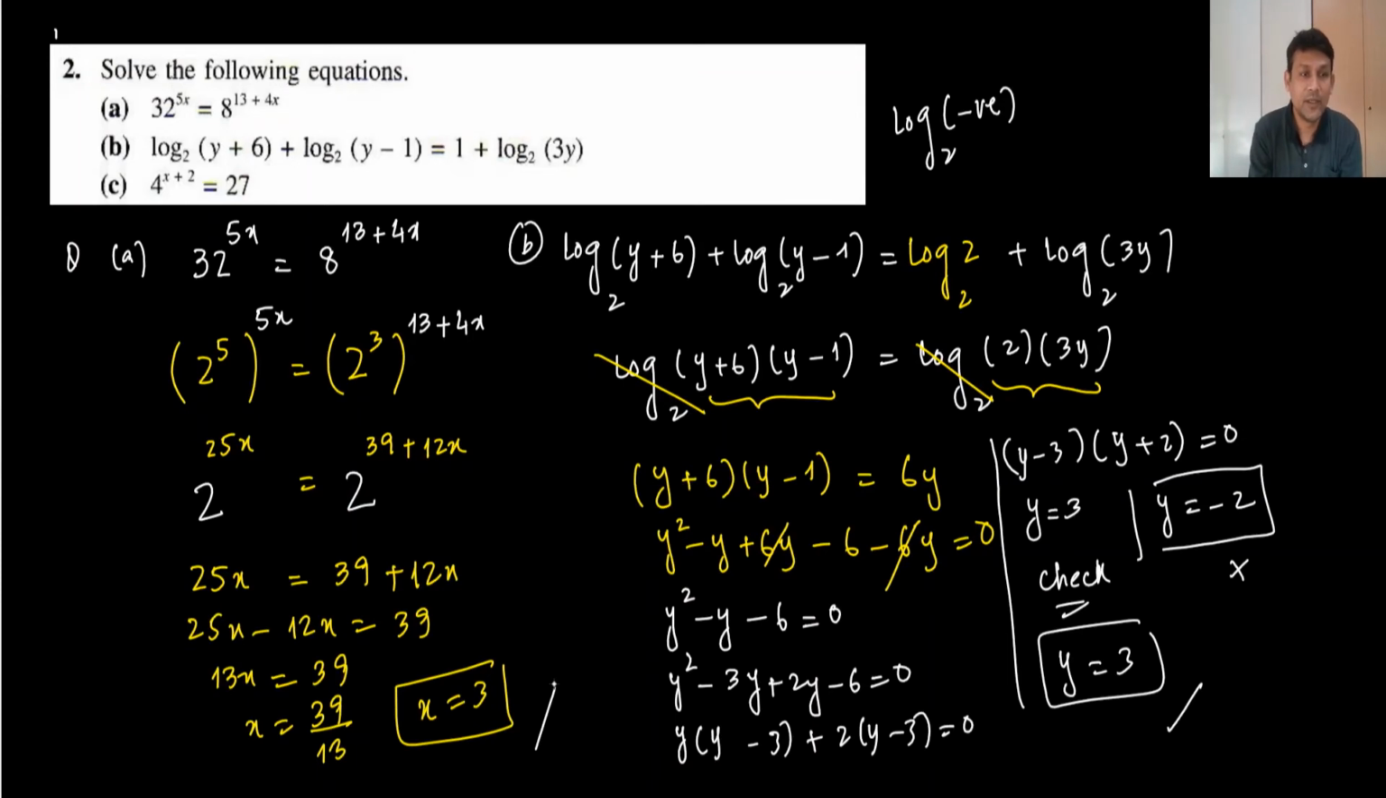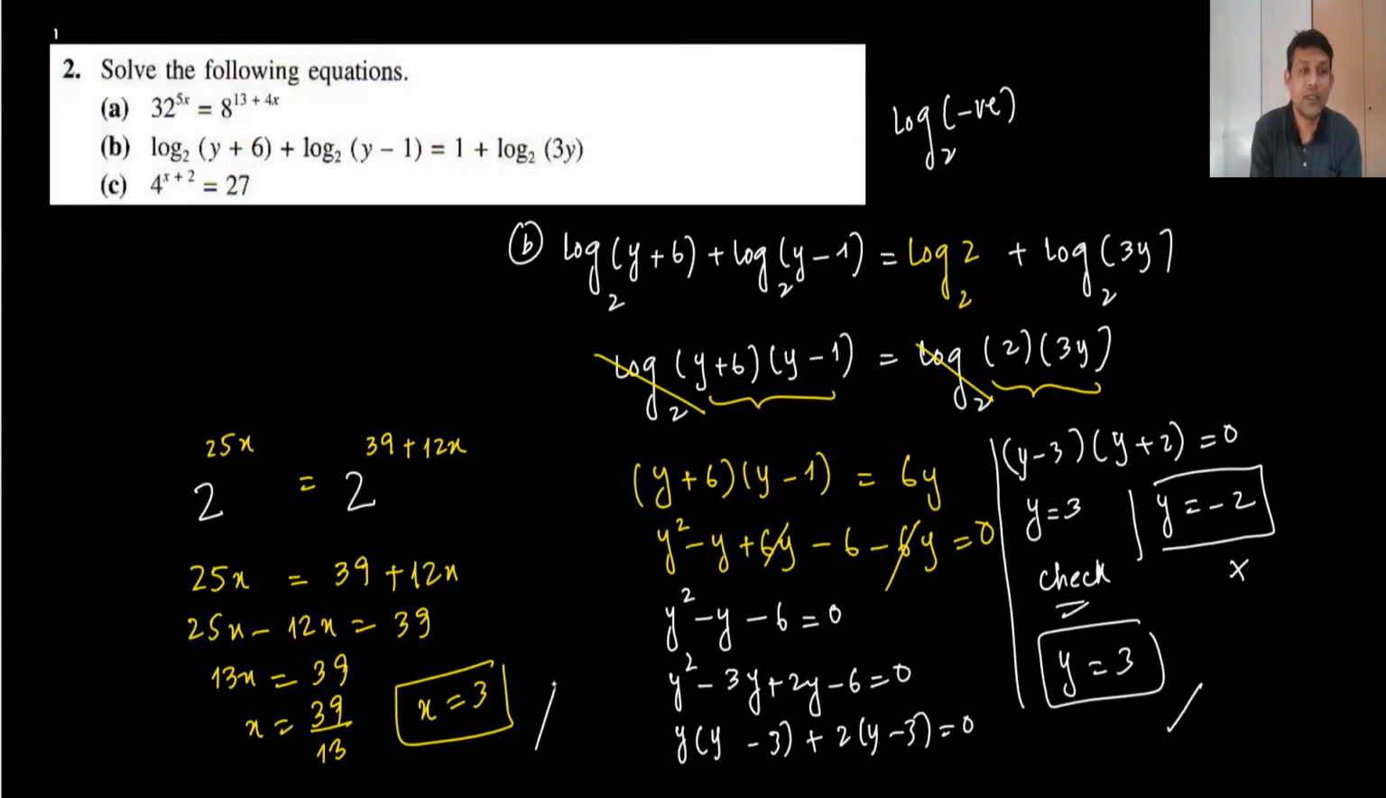For the C part, I would like to explain, because the C part is very important. Why is it important? Because in A part we can make the base 2 as we have done. In C part, we cannot do this for 4 to the power x plus 2 and 27. I cannot make this a power of 4, or I cannot make this a power of 3. 27 is a power of 3, but I cannot make it. So this situation is very important.